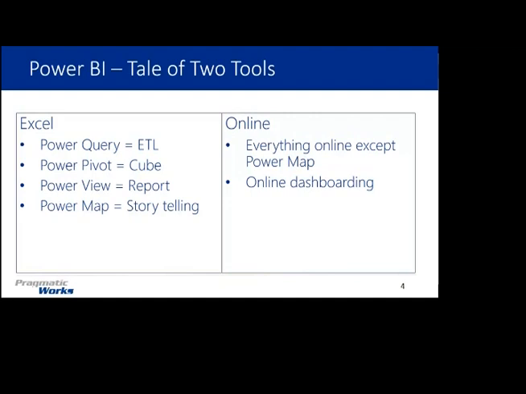Power Pivot is our cubing engine. It's going to help us slice and dice the data without having to use full-blown Analysis Services. A micro version of Analysis Services basically lives inside of Excel now. An important thing there is it's in memory. It does a huge compression algorithm, giving you almost 95% compression, so you can pack a whole lot of data inside of one spreadsheet.